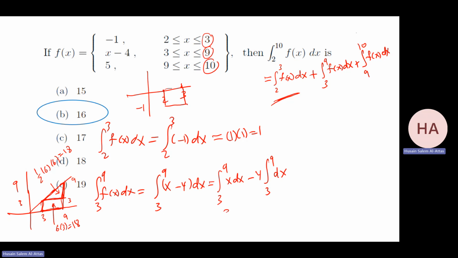So this is 36. This one, you have 4, from 3 to 9, which is 6 times 4, which is 24. That is a rectangle, 24. That will give me 12. Okay. Now, the 5.